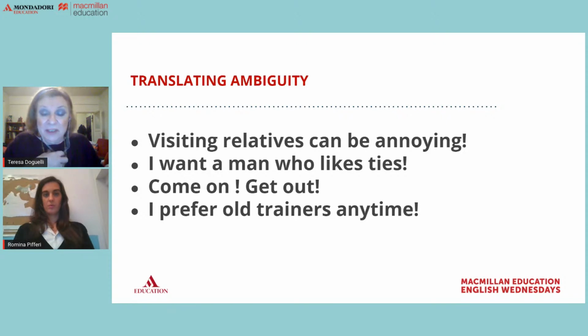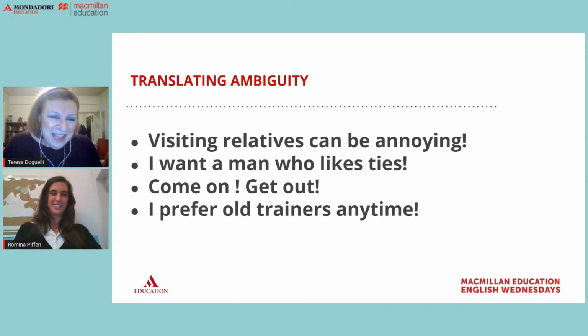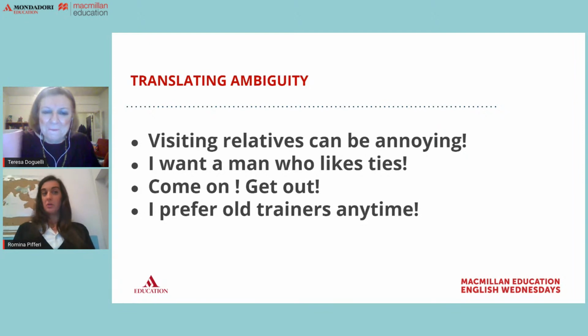Either we're talking about the tie, the cravat. I don't know how you say it in Italian. Romina, how do you say it? I want a man who likes ties in Italian. You can say voglio un uomo a cui piacciono le cravatte if you translate ties in the first. Yes. And is there another way in which we could translate this? Well, actually, I think this is the most common sense we can translate that one.